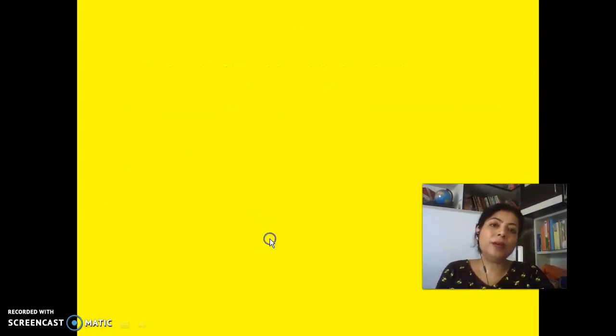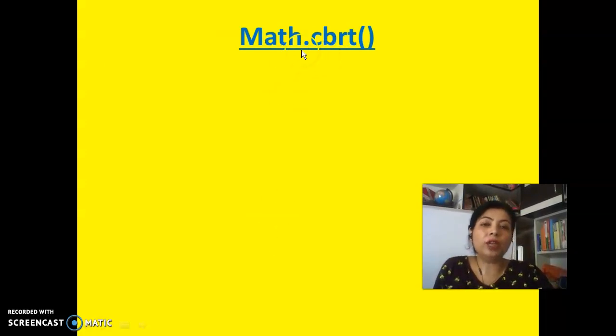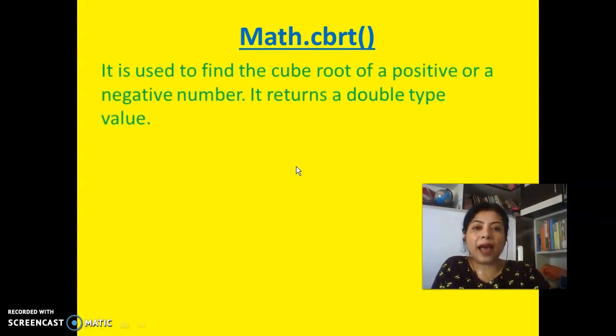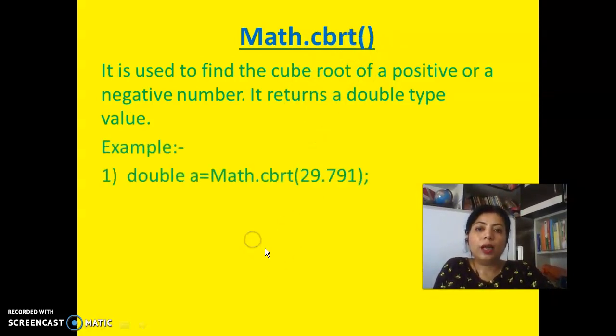So that much for this function, another function is left. This is the last one, Math.cbrt. We already learned about Math.sqrt for square root. This is for cube root. So SQRT is for square root, and CBRT is for cube root. Let's take one example. Whatever number you give to CBRT, it returns the cube root of this number. I already discussed CBRT in my previous video, whose link I will provide.